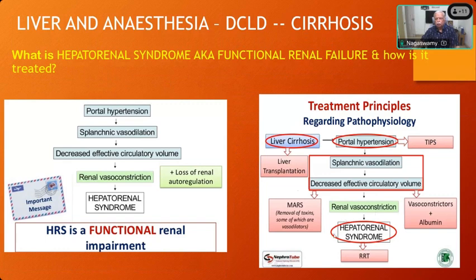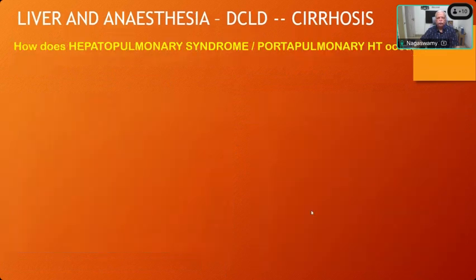And if there is not enough chance of doing an early transplantation, then you can go for renal replacement therapy. And we can try vasoconstrictors and albumin. And if there are toxins, you can remove them by MARS, molecular adsorbent recirculating system. This is something like a dialysis for the liver. That can also be done.